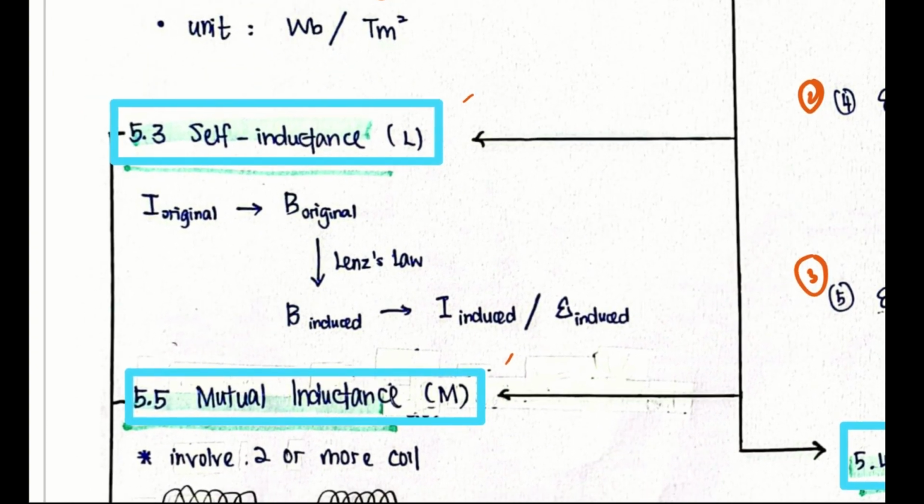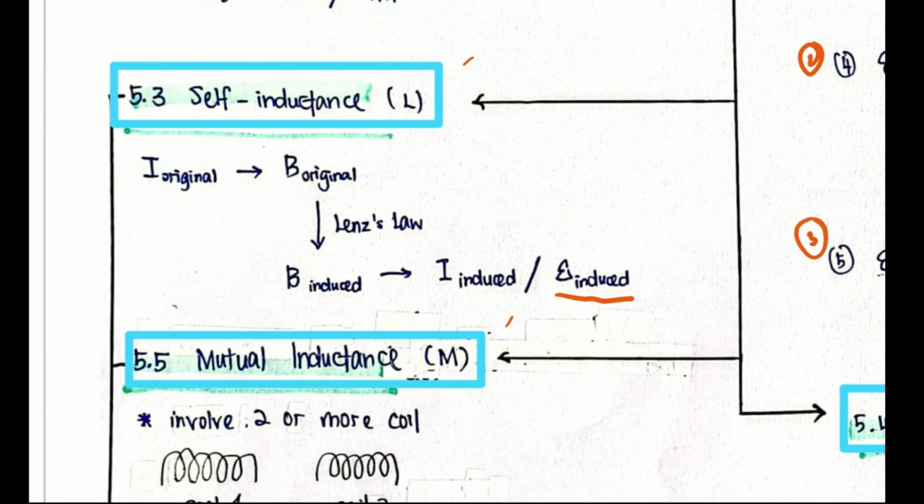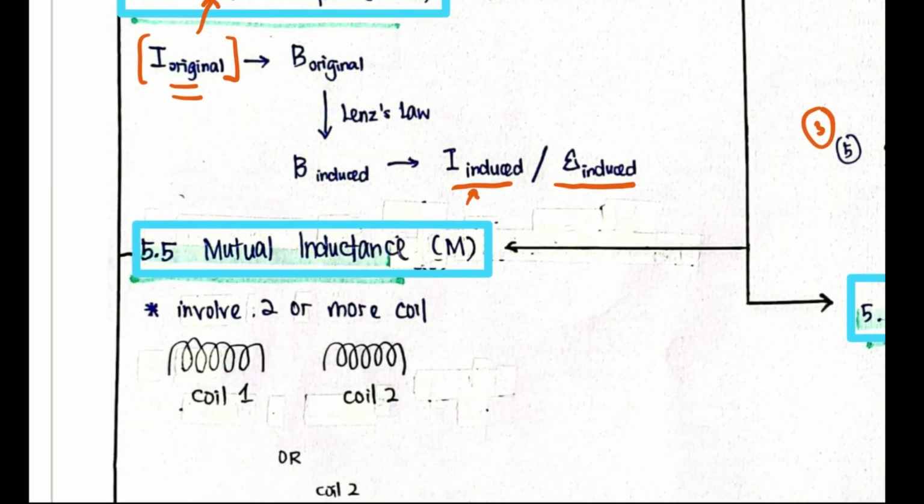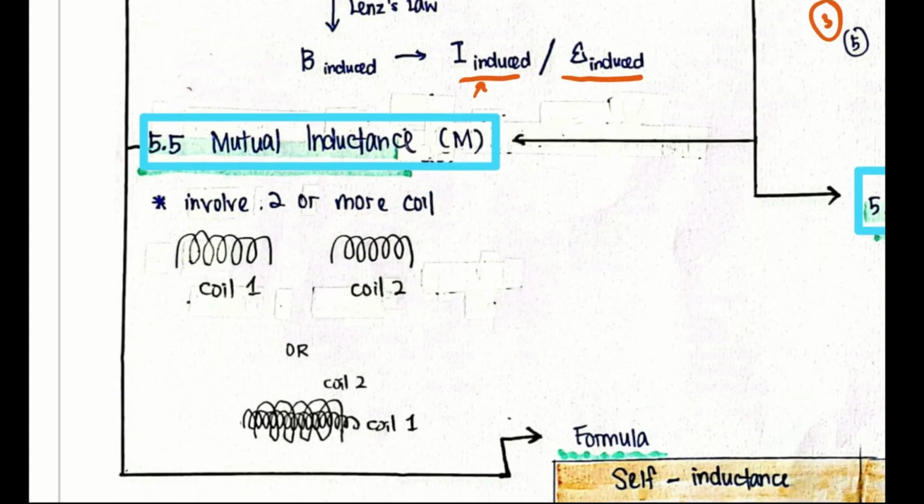So self-inductance is basically when the induced EMF or the induced current comes from the same circuit. That's why we call it self-inductance: the original current is from a circuit, and the induced EMF is from the same circuit. And we also have mutual inductance.